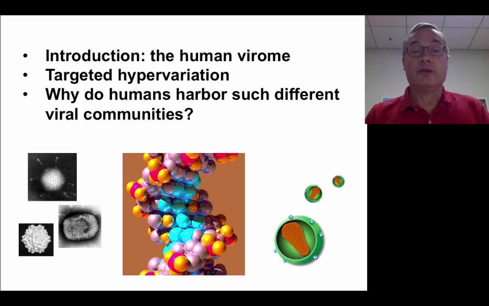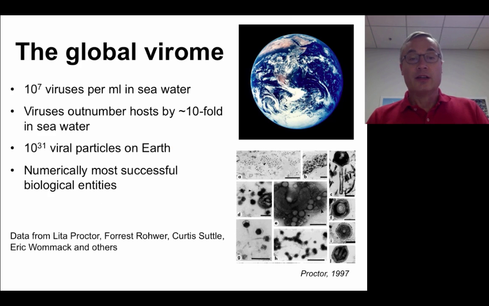So, the introduction: what is the human virome, with some overview findings that help us understand its nature. Then targeted hypervariation. It turns out some viruses mutate themselves at high rates to accelerate their evolution, and we'll learn more about that. And lastly, we'll investigate the question, why do different humans harbor such different viral communities from one individual to the next?